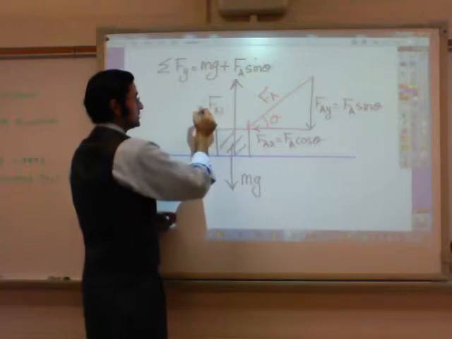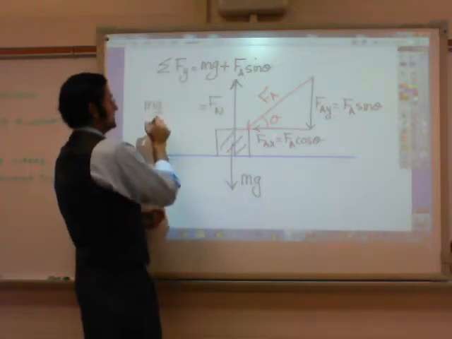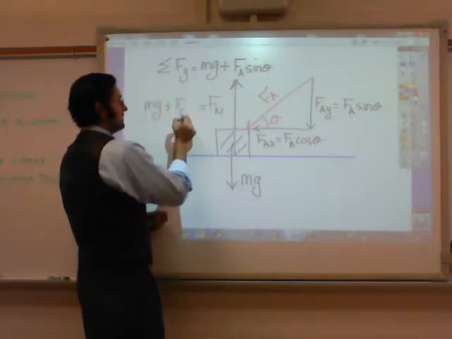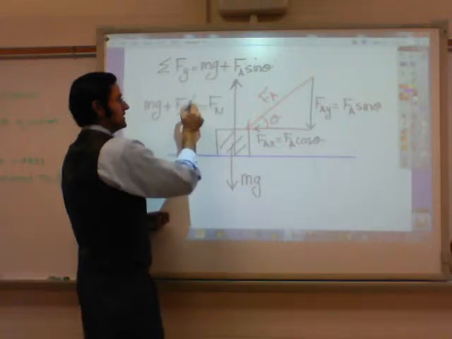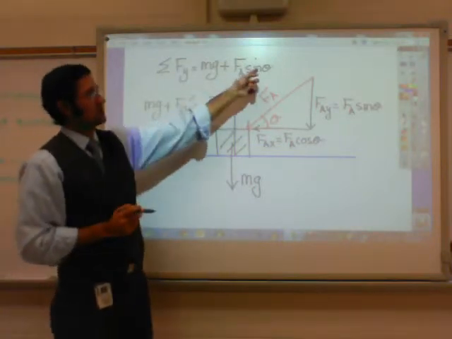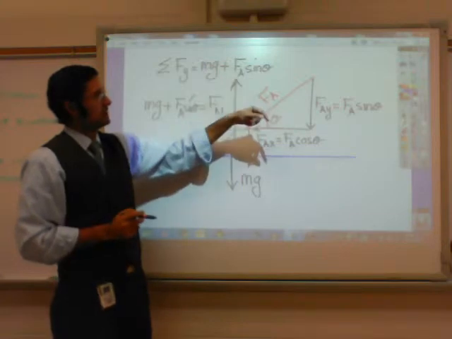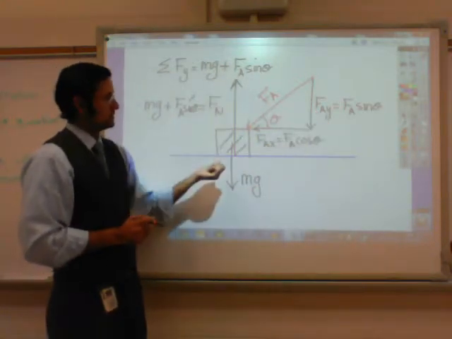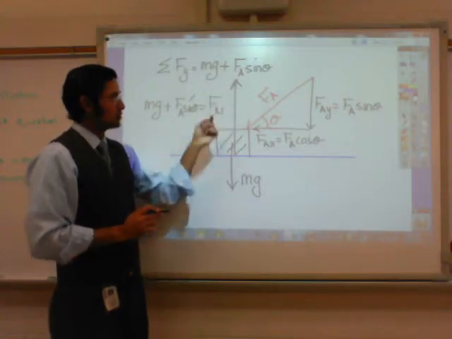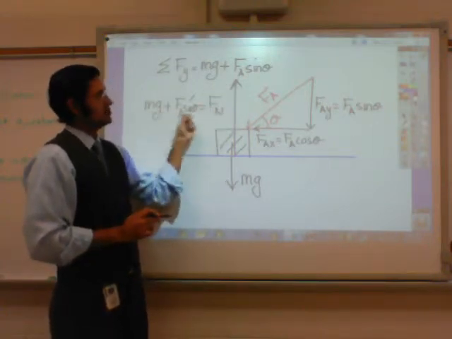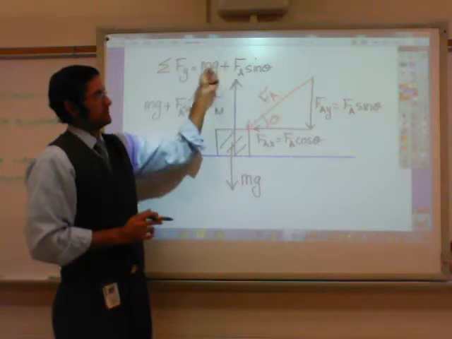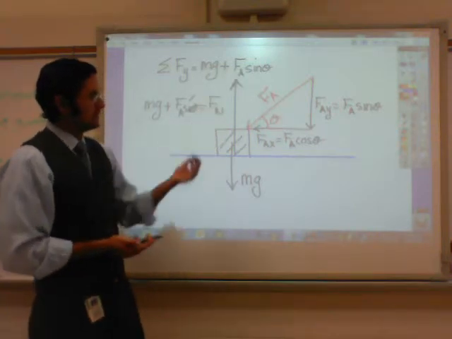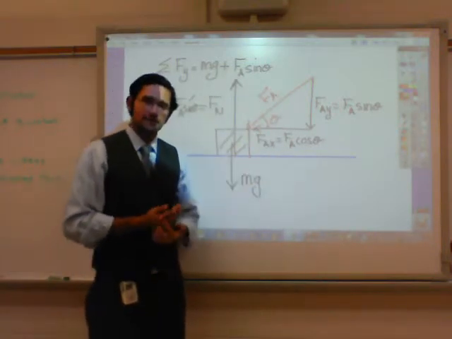The normal force will be equal to mg plus Fa sine theta. The total force pushing the box down is mg plus Fa sine theta. So the total force pushing the box upwards, the force that the surface is exerting on the box, which we call the normal force, has to be just as strong. So that's how you find the normal force if you're pushing down and to the left.